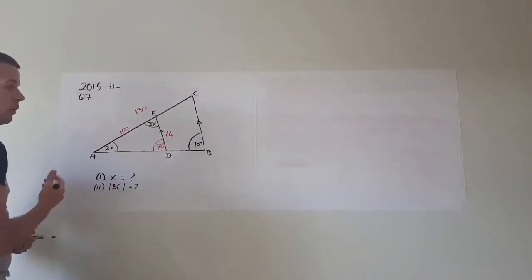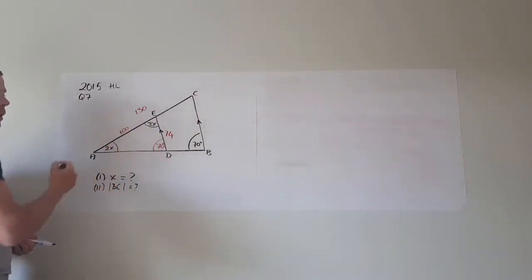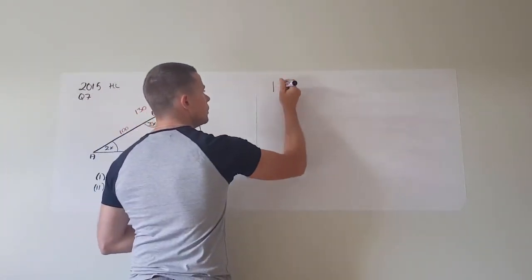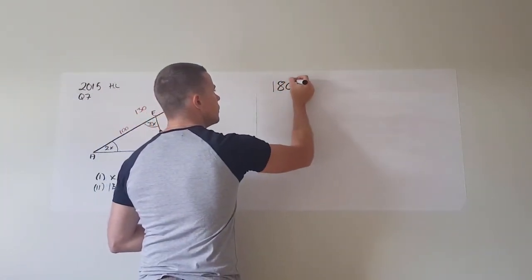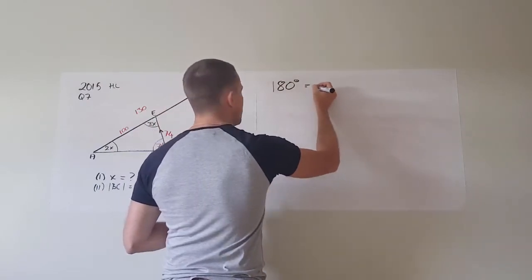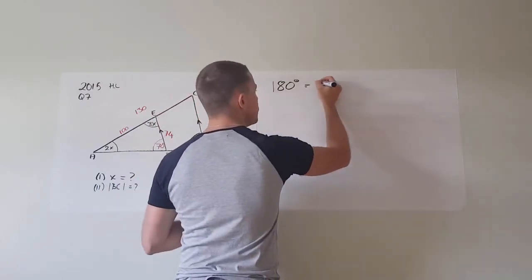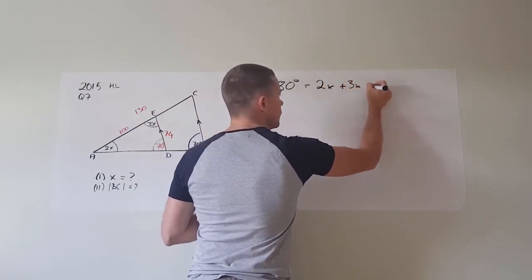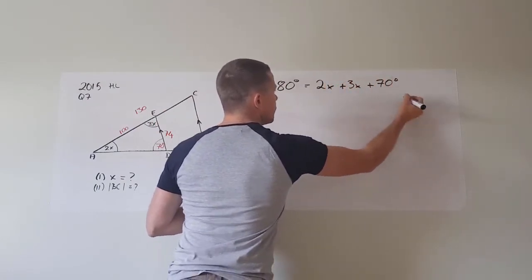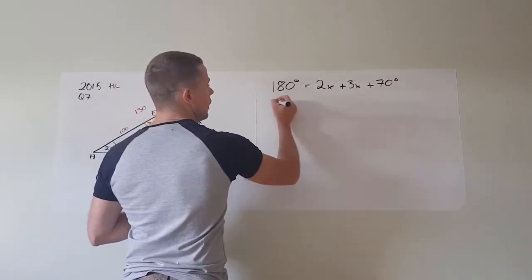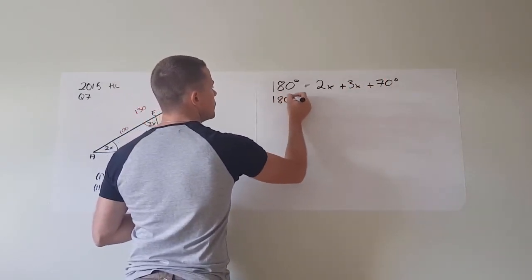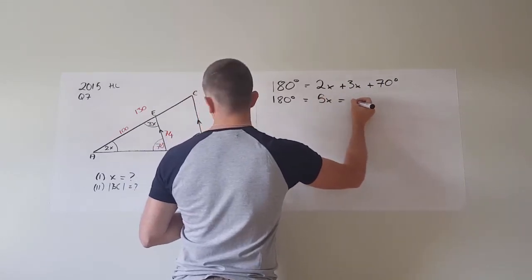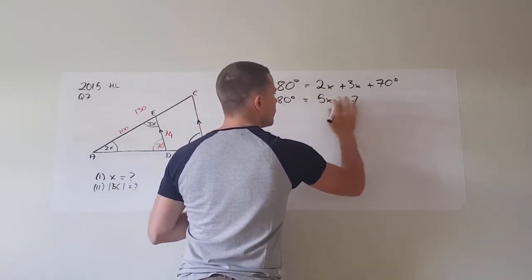Okay, so now what do we know about the smaller triangle? We know the 3 angles add up to give 180. So 180 degrees is equal to the sum of the 3 interior angles. So we're going to get 2x plus 3x plus 70 degrees. All right, so add all those together. So we're going to get 180 equals 5x plus 70 plus 70.